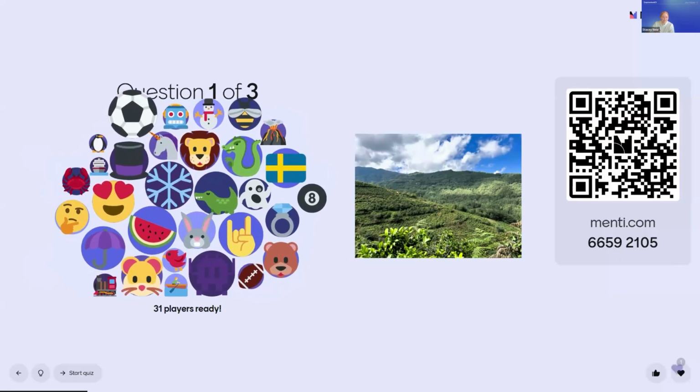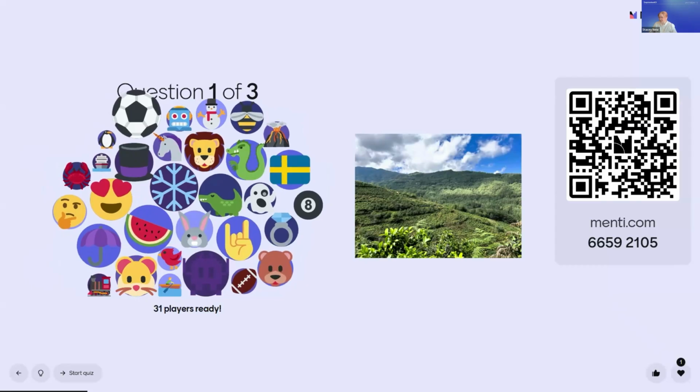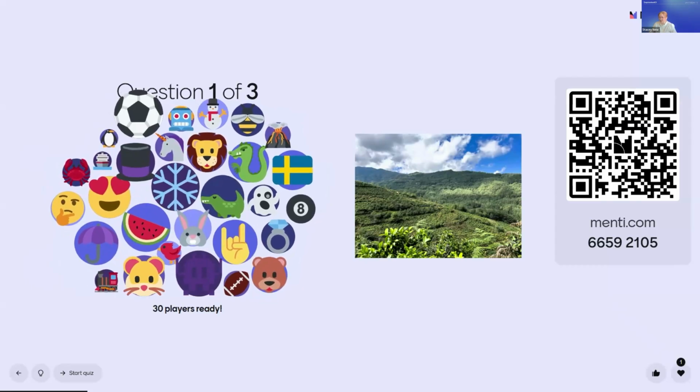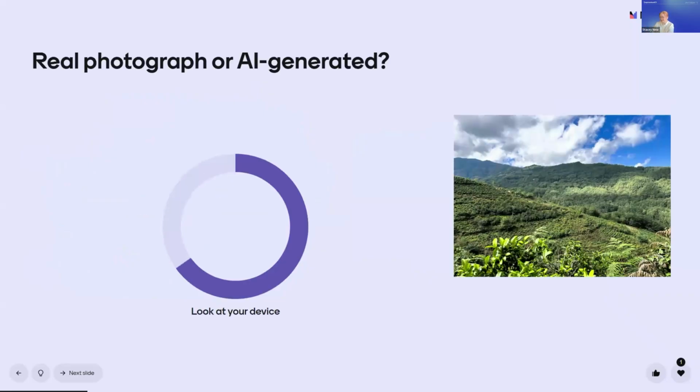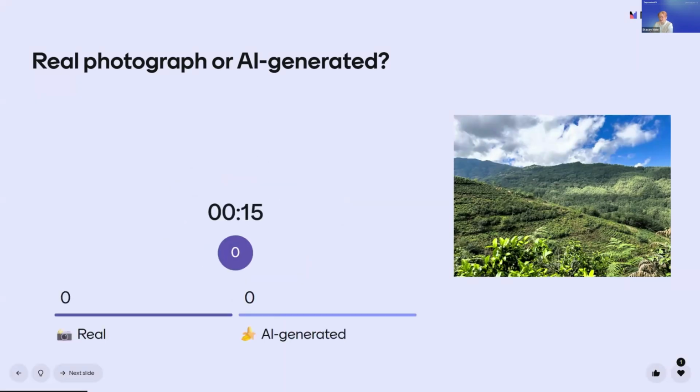All right, so we're going to start. So get your fingers ready. Remember, the quicker you answer, the more points you get. So I want you to look at that image and think to yourself, is that AI generated or is that human generated? If you're on your phone, just scroll down and you should see the option to click whether it's real or AI.